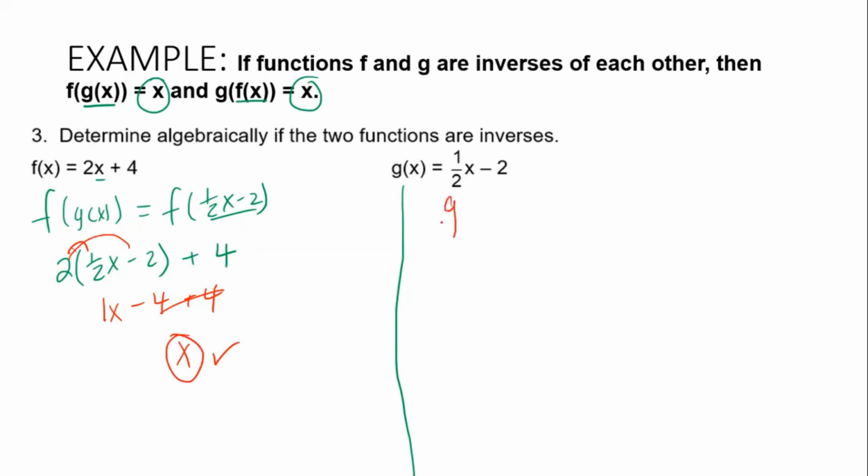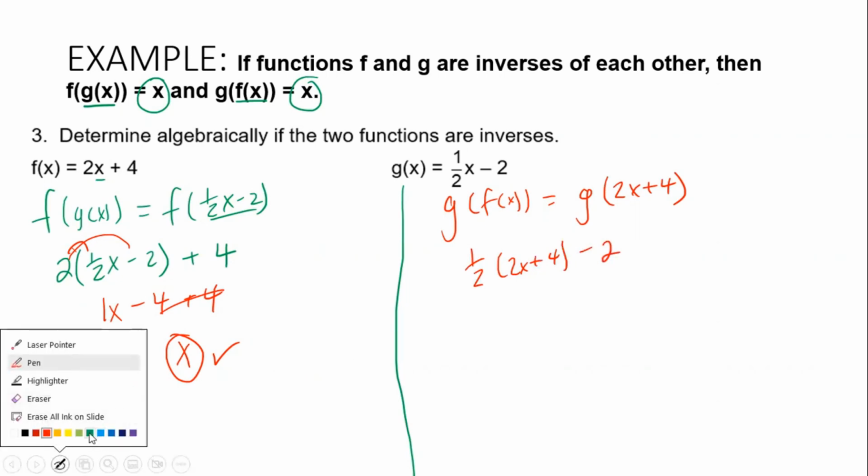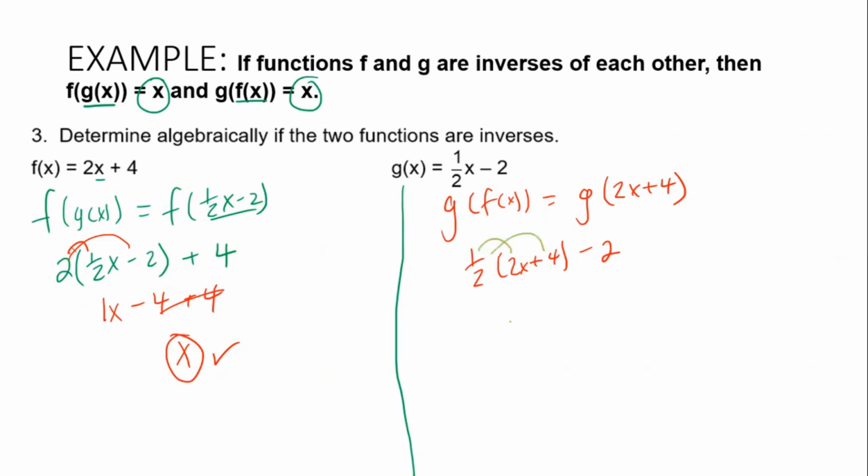Now on the other side, you're doing g composed of f of x, which means you're taking the whole function of f and plugging it into g. So we have 1/2 of 2x plus 4, minus 2. Again, we're going to distribute and combine like terms. We get 1x plus 2 minus 2. And what happens? We're left with x. So what does that mean? They're inverses. Yes, inverses.